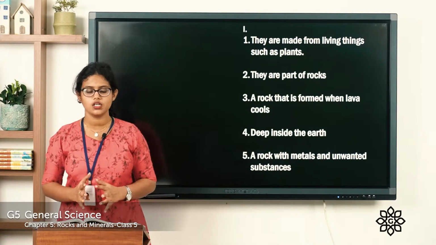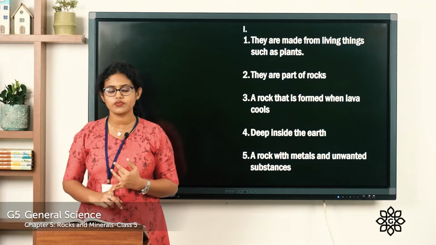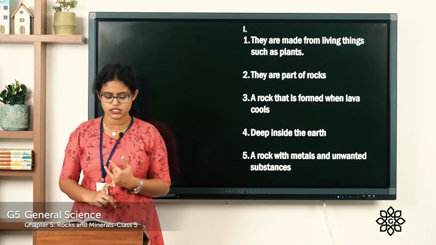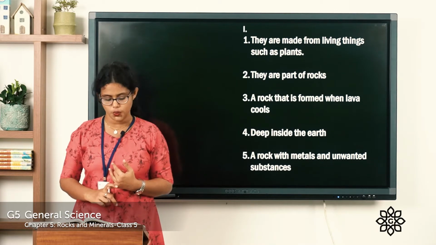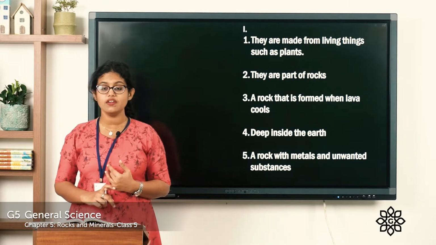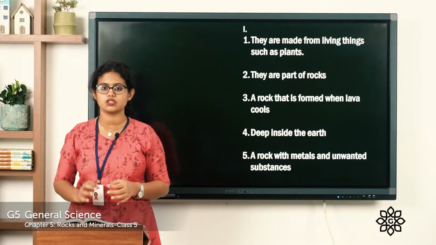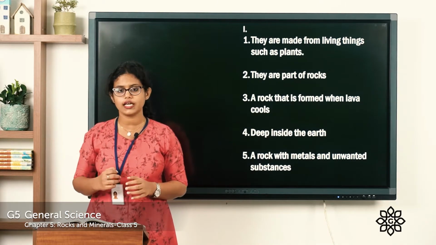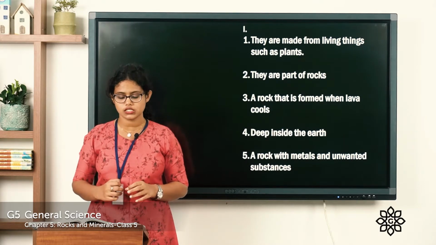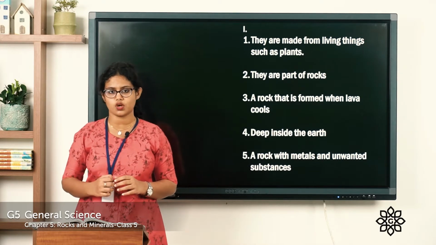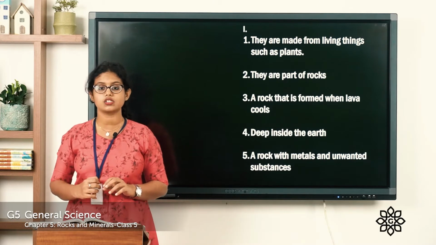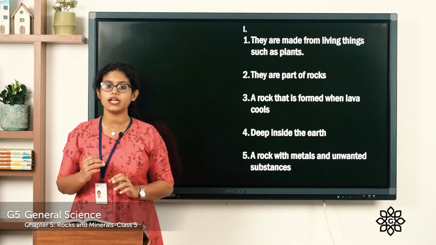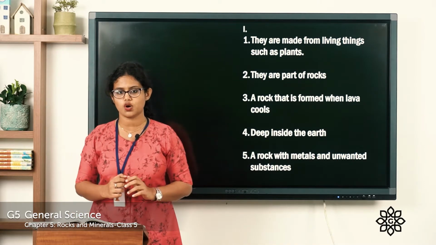For the first one, the first question is, which of these sentences is not true for minerals? So what is the answer? The answer is the third one. They are made from living things such as plants. This is not the true statement for minerals. Second question, which of these is not true for gemstones? So what is the answer? The answer is they are part of rocks. So this is not the correct statement for gemstone.